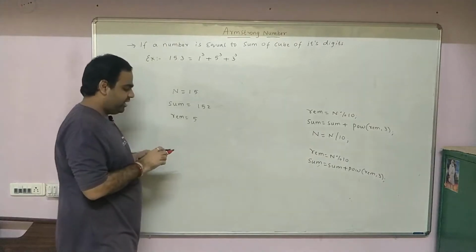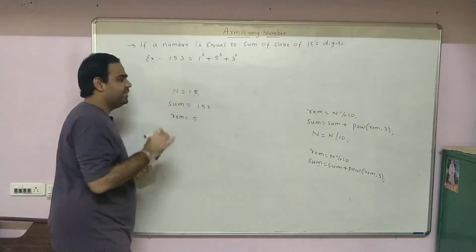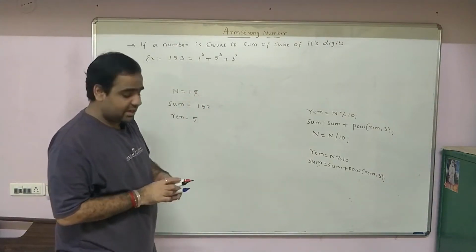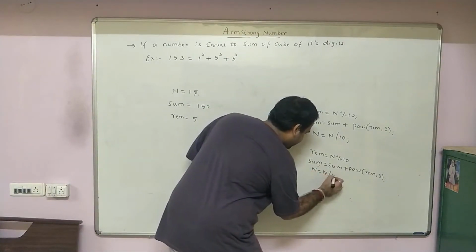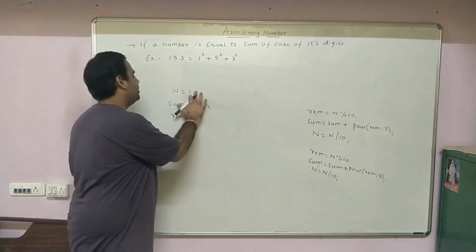Now we have seen this 5, therefore this 5 again has to be eliminated. How do you eliminate the last digit of a number? You divide it by 10. n is equal to n divided by 10. Now 15 divided by 10 is nothing but 1.